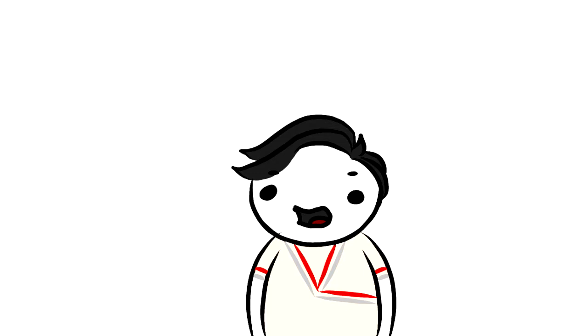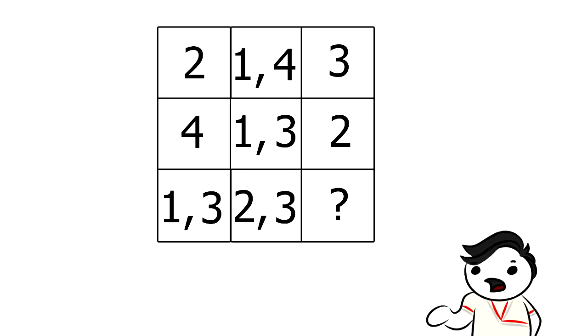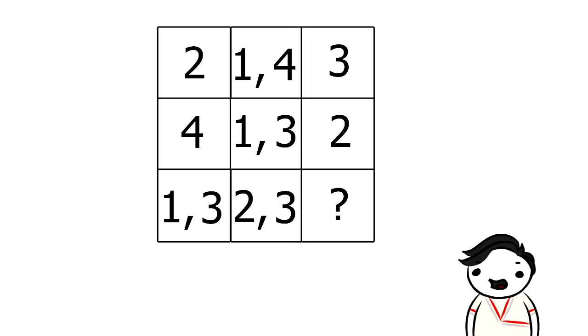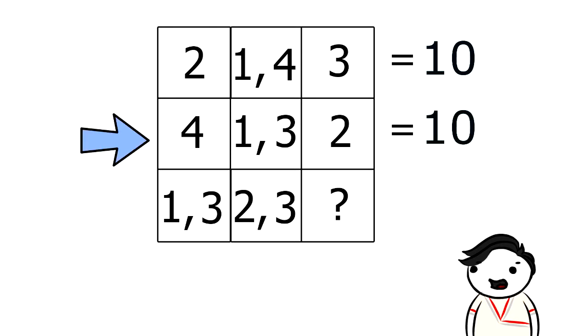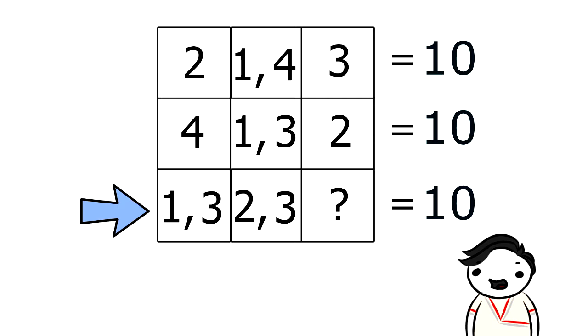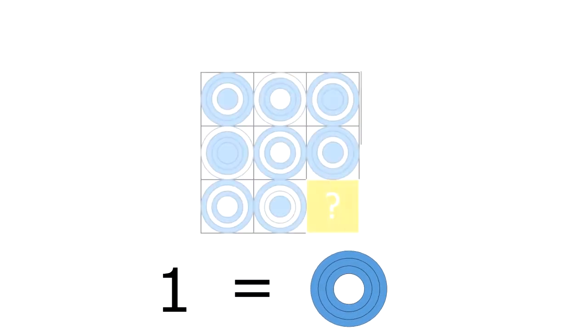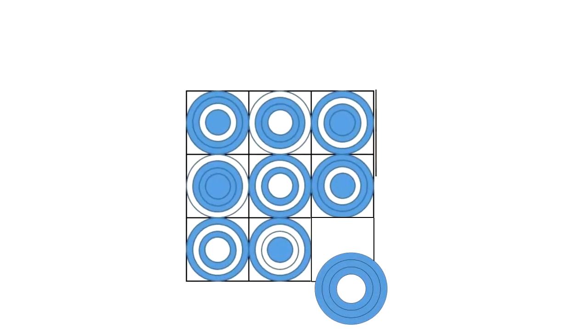So you must ask why are we doing this? Well, as you can see in the table presented, at the first row, if you add the numbers, it is equal to 10. Likewise, in the second row, it is equal to 10. And finally, as you might have guessed, the last row should also be equal to 10. But as you can see in the last row, it is only equal to 9. So the missing number is 1. And when we transform 1, it will look like this. So let's just put it in the pattern and it's now complete.